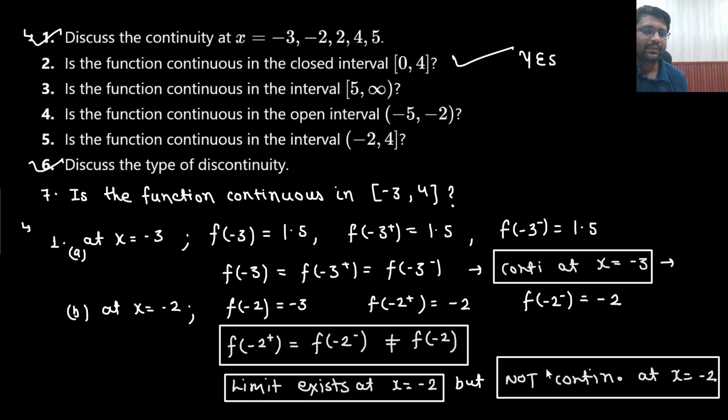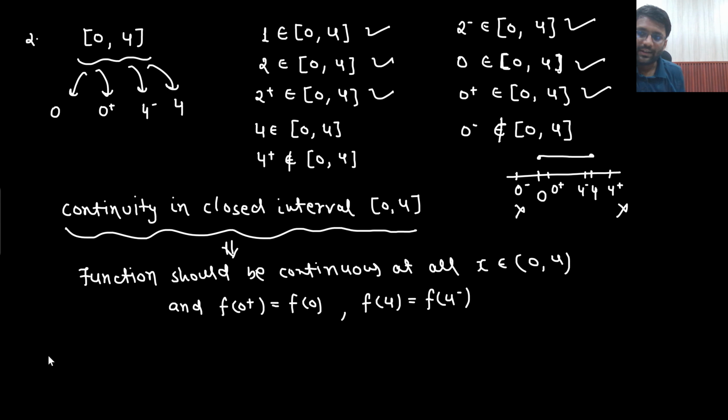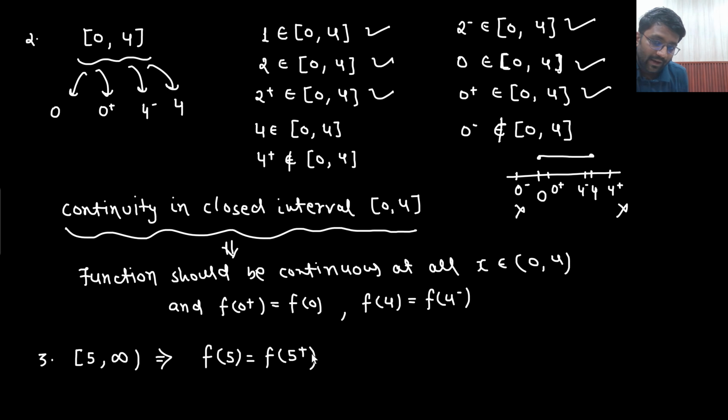Is that clear to you? Now they are asking from 5 to infinity. Next is 5 to infinity. What is the meaning of 5 to infinity? That means, sir, I need to care about f of 5 and f of 5 plus, and every point between 5 and infinity.